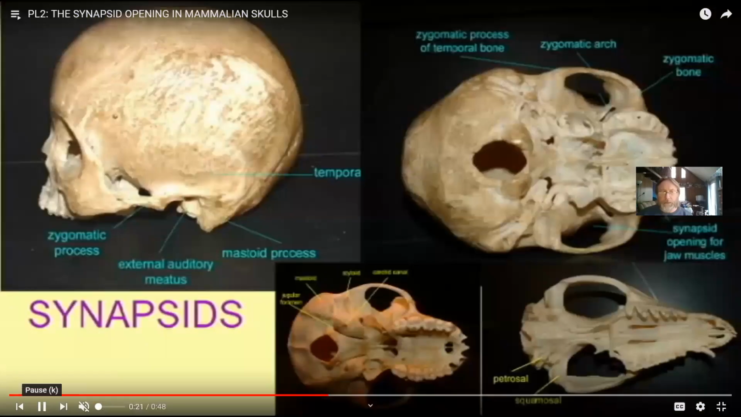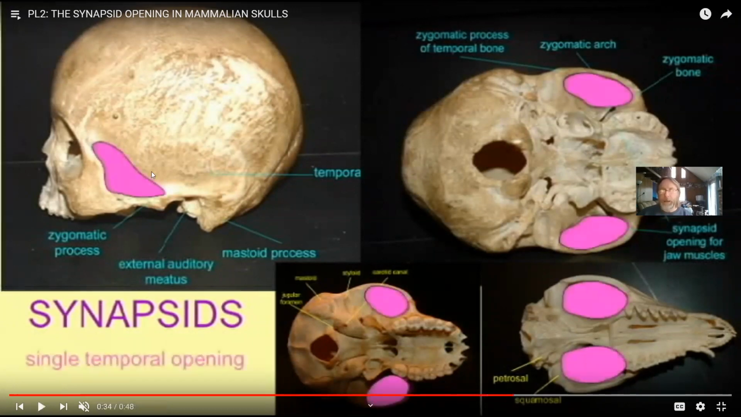Now, lots of early reptiles had that synapsid opening, but today the only animals which do are the mammals. So the mammals evolved from synapsid reptiles, which have this one single opening. So here it is in pink, and here's the human skull in two different orientations. There's an opening which is made by the fusion of the temporal bone to a cheekbone known as the zygomatic bone, forming the zygomatic arch.